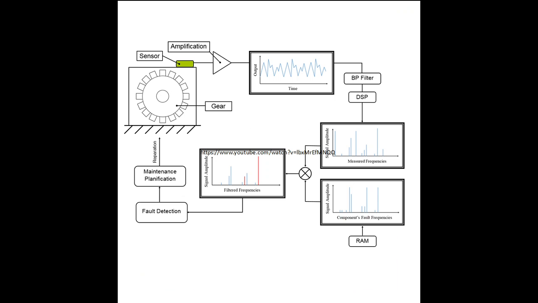Another diagram gives you idea about a system where we have input and output from a machine, including gear, sensor, and amplification. Important here is that you can easily observe the pattern of input and output, and you can easily get an idea about whether machine is working well or not. So accordingly, you can take some preventive actions to avoid any failure.